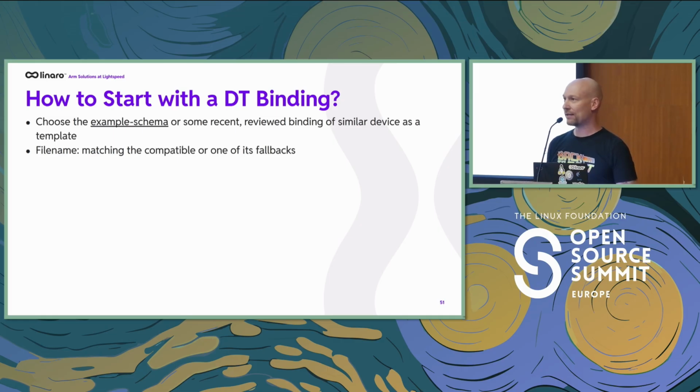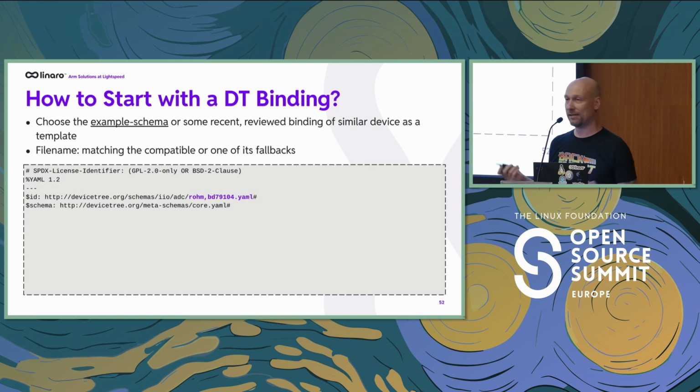If you create any bindings, remember that we have a rule that we want the file name to match the compatible. It's easier for us to find it. And we use the YAML syntax. There's some boilerplate here, so just copy-paste. We want, of course, dual license, GPL and BSD. MIT also could work. And this file name is part of the ID, and this is used by DT schema itself. So from this, you already see that the device will be ROM BD79104, whatever. I just found it in the kernel. I like this binding. I will use that example.